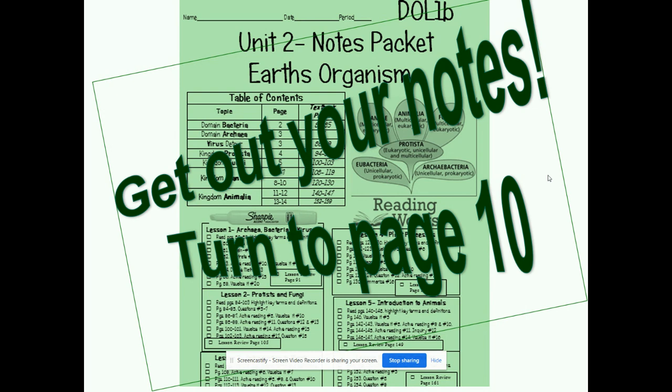This is your notes on the introduction to the Kingdom Animalia. We're going to be spending 2 weeks on these notes, or on this chapter. It's chapter 5 in your textbook. And then the last chapter on animals will be lesson 6, which is about animal behavior. And then we're going to be done with our green notes packet and the book, and we're going to be moving on.